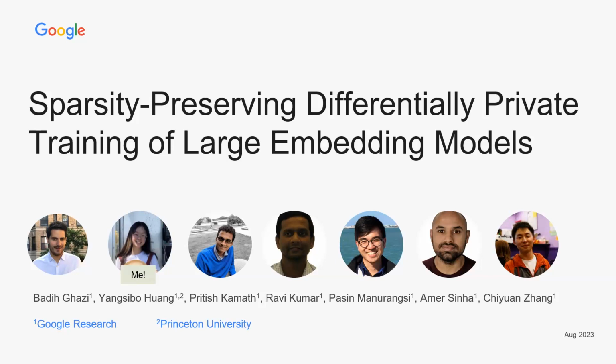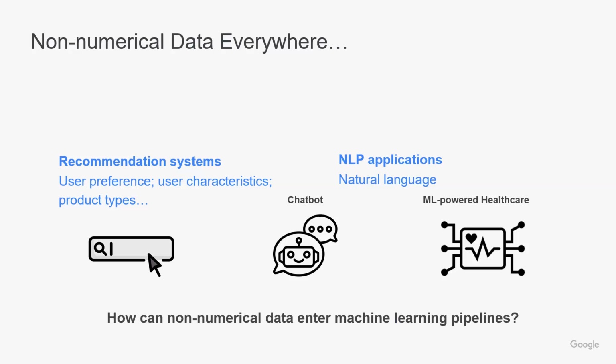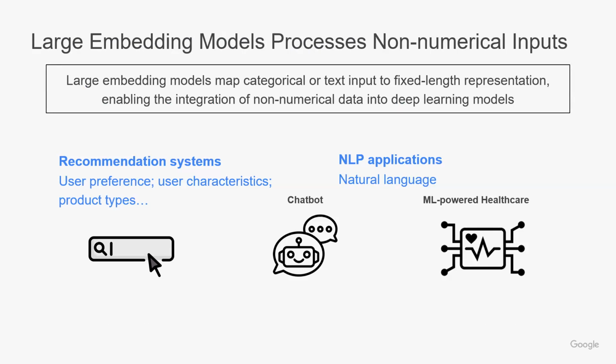Okay, so let's get started. Let's start with the background first. Nowadays, machine learning applications involve the usage of massive non-numerical data, such as user data and product data in recommendation systems and text data in NLP applications. However, machine learning algorithms typically take numerical data as input. So how can this non-numerical data enter the machine learning pipelines? The solution is the model we're going to explore today, the embedding models, which map categorical or string-valued inputs into fixed-length embeddings, which enables integration of non-numerical data into deep learning models.